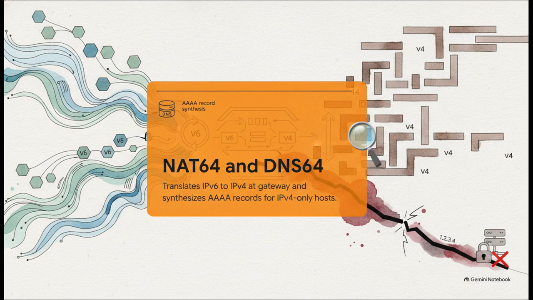But listen, consider yourself warned. If you have applications that hardcode IPv4 literal addresses, like someone literally typing 1.2.3.4 into a config file, that is going to completely bypass DNS64 and break the NAT process entirely.